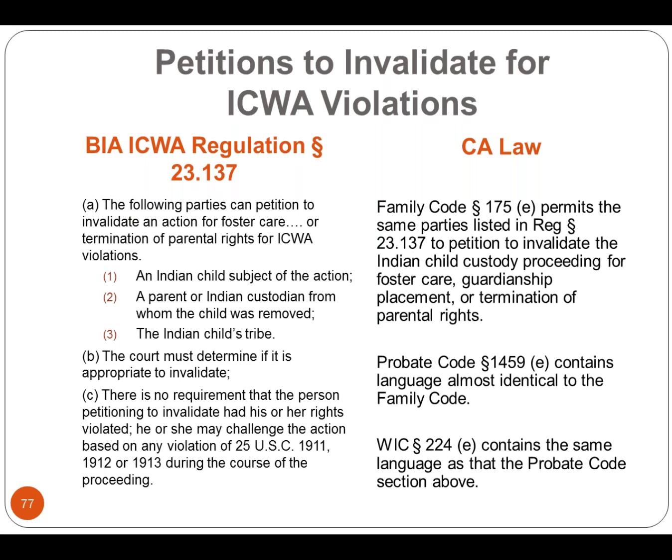Now, the California Family Code, section 175(e), permits the same parties to petition to invalidate an Indian child custody proceeding for foster care, guardianship, or the termination of parental rights. So the regulations are not really giving us anything new, but it's still good language. Probate Code section 1459(e) contains language almost identical to the California Family Code, and the Welfare and Institutions Code contains the same language as the Probate Code section listed above.